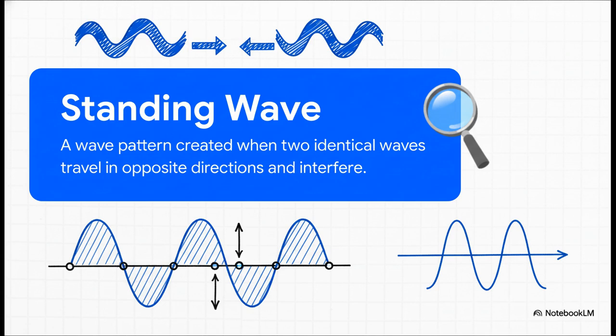Well, it's this really special pattern you get when two identical waves traveling in opposite directions interfere with each other. And look at it, it's bizarre. The wave pattern itself doesn't actually go anywhere. It doesn't travel left or right. It just oscillates in place. It has these spots that are perfectly still, called nodes, and these other spots of maximum motion, called antinodes.